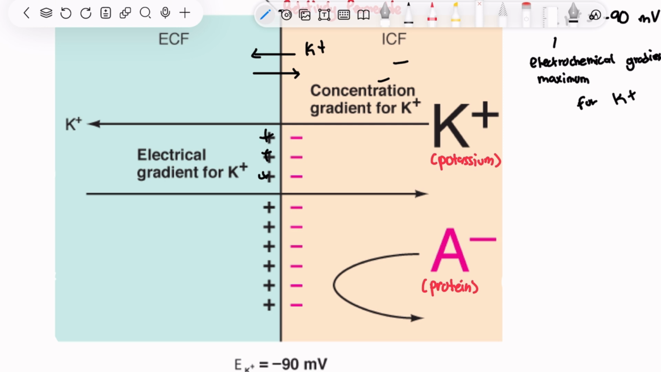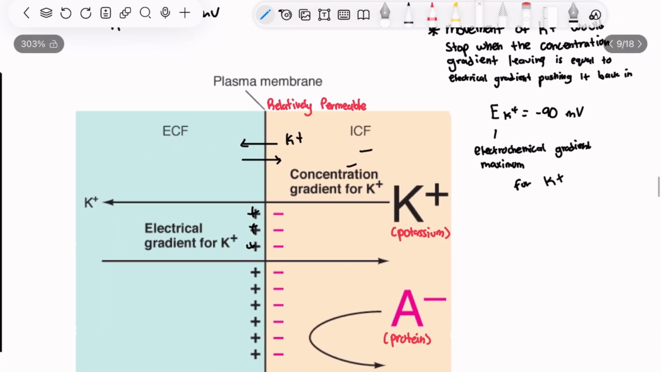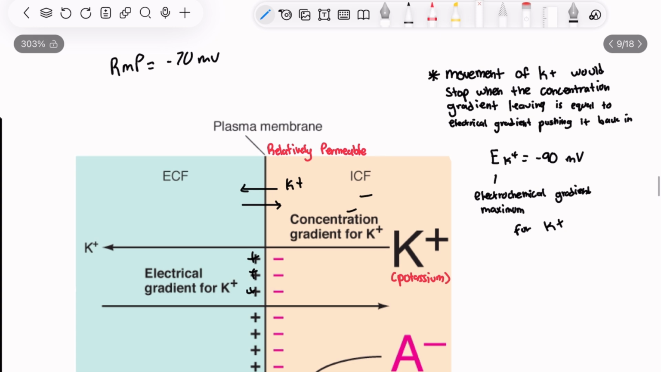The plasma membrane is the barrier that controls the movement of ions between the ICF and the ECF, helping to maintain the electrical gradient. So, to put it simply, the movement of potassium would stop when the concentration gradient leaving is equal to the electrical gradient pushing it back in, and that is around negative 90 millivolts. In simple terms, potassium wants to move out of the cell due to its high concentration inside, but the negative charge inside the cell pulls it back. Then, when these two forces balance out, the membrane potential stabilizes around negative 90 millivolts for potassium.